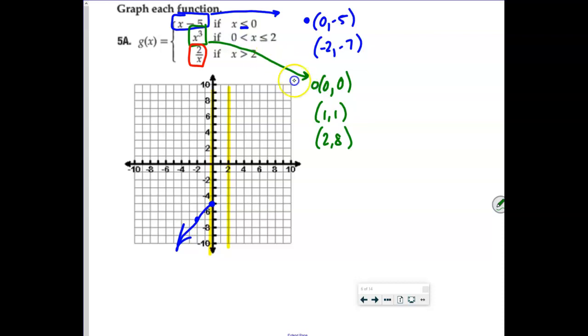Very good, because it's not equal to. How about at the other endpoint for the other boundary line at 2, 8? That one's closed. Very good. So 0, 0, open circle. 1, 1, just a point. And then 2, 8, closed circle. So it's just half of your cubic function.